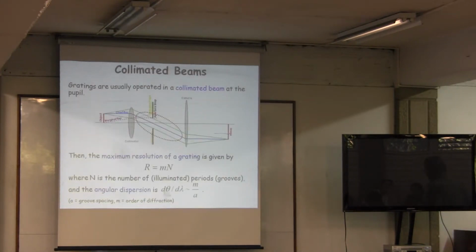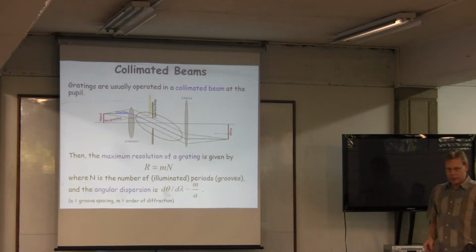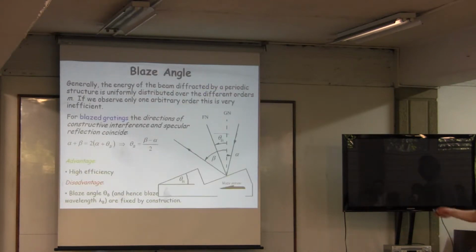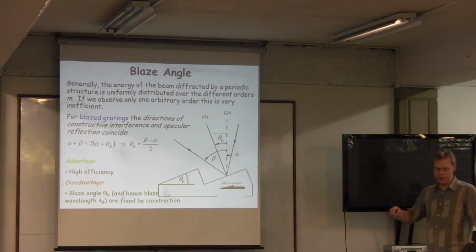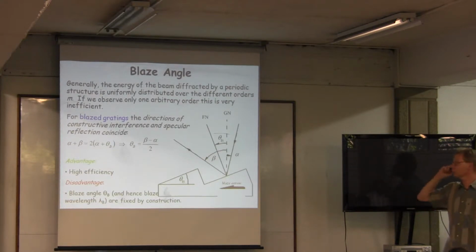Now, of course, this only tells us the requirement to get constructive interference. But in fact, you have an interference pattern: maxima and minima and maxima and minima. And so the light is actually reflected at various angles that are not always the same. Generally the energy of the beam that you shine on the grating is diffracted by this periodic structure in various orders and directions. So if you pick out only one arbitrary order, this is very inefficient because you lose most of the light.